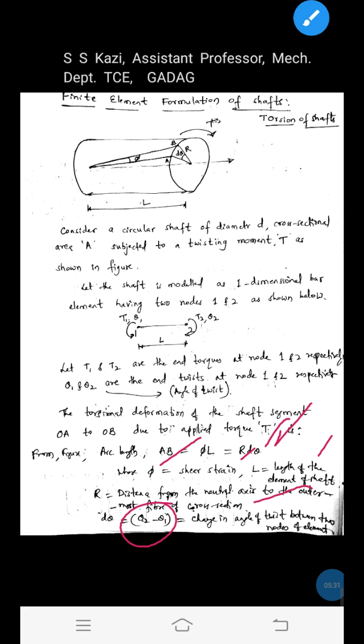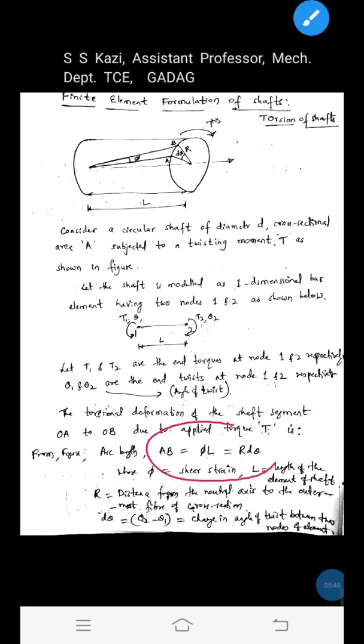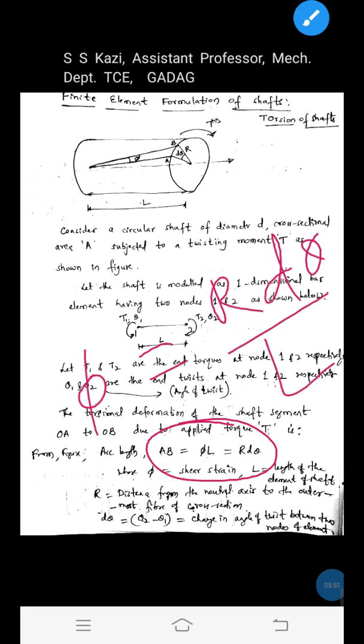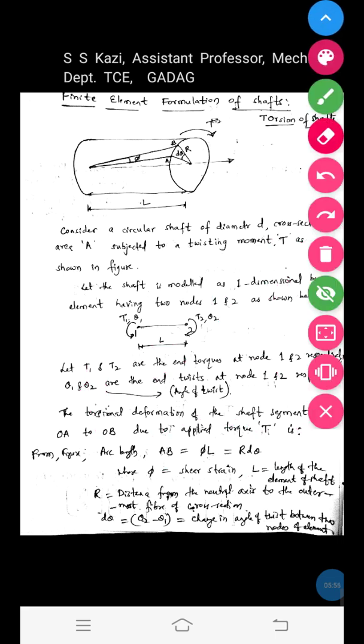d theta can be written as theta 2 minus theta 1 for this element, that is the change in angle of twist between the two nodes of the element. Now we will rearrange this equation. From this equation, phi is equal to R into d theta by L. Now we will move on to the next page.